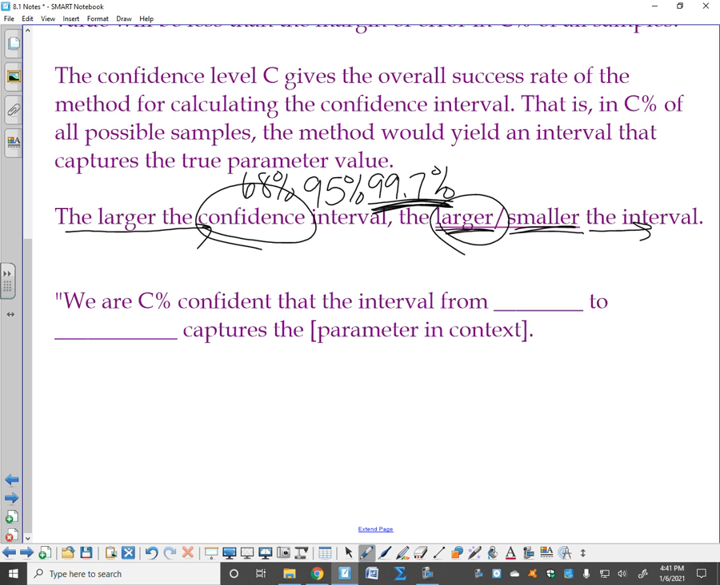We are C% confident, 68, 95, 99.7, that the interval from blank to blank, small end to the large end, captures the true proportion of all red cars in the parking lot. Captures the true mean GPA of all students in Stokes County. So captures the parameter in the context of the problem. The true length of all bass fish in Lake Norman. All right.